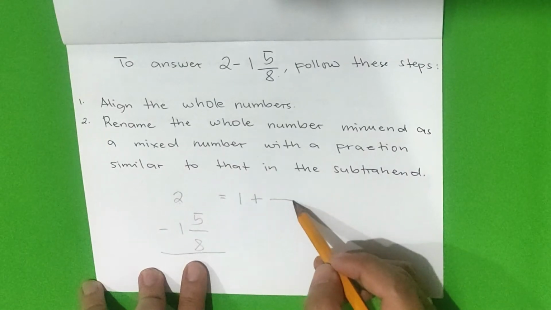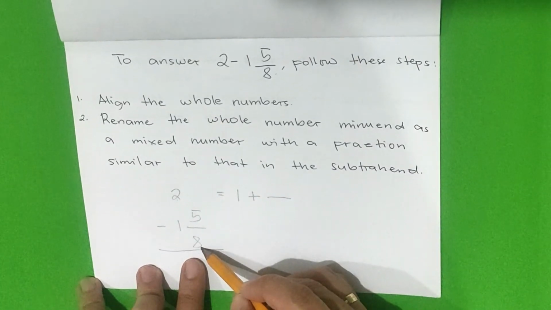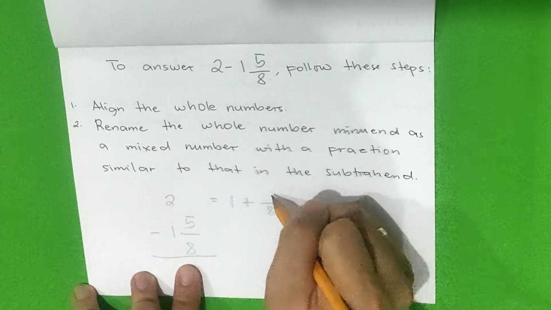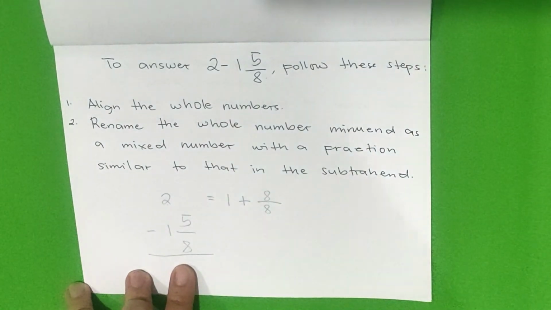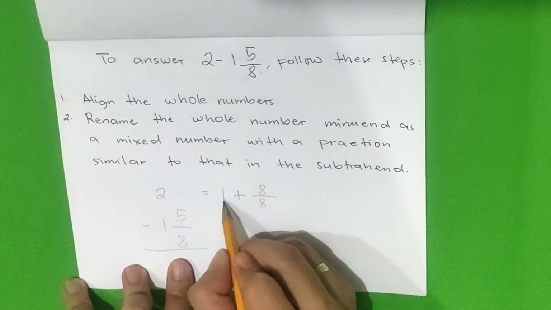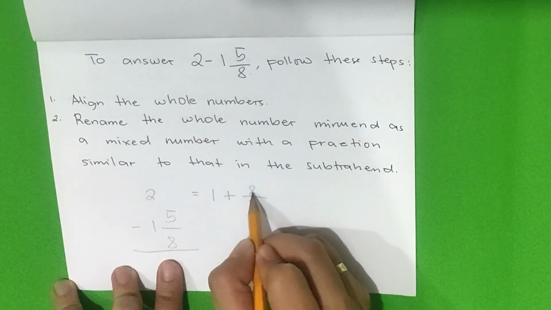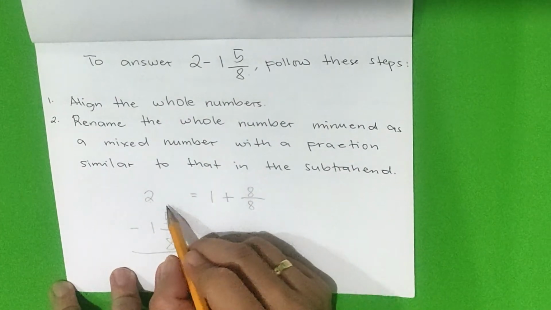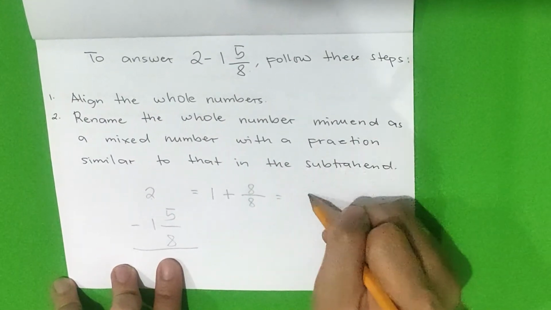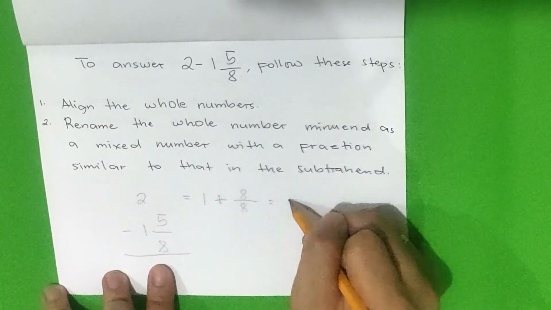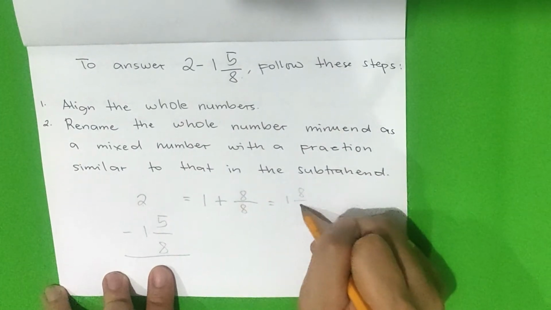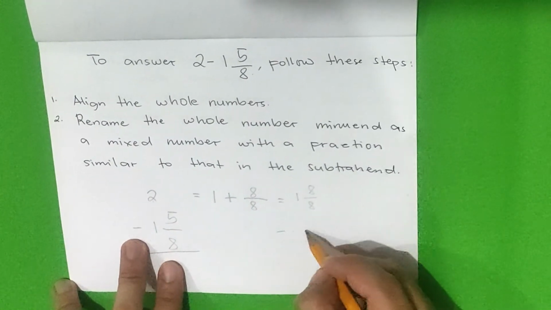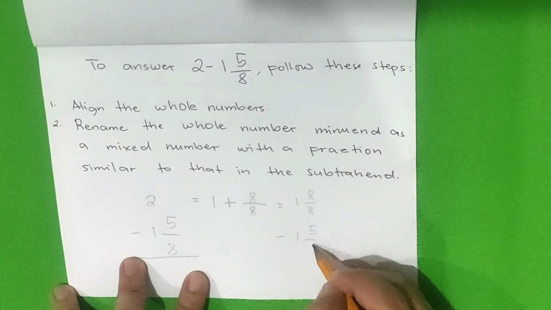Let us determine the denominator of the subtrahend. The denominator is 8. So we will use 8 as the denominator and the numerator. Why? Because 1 plus 8 over 8 is also equal to 2. And now, let's add them up. 1 plus 8/8 is equal to 1 and 8/8. We can now proceed with the subtraction of the subtrahend, which is 1 and 5/8.